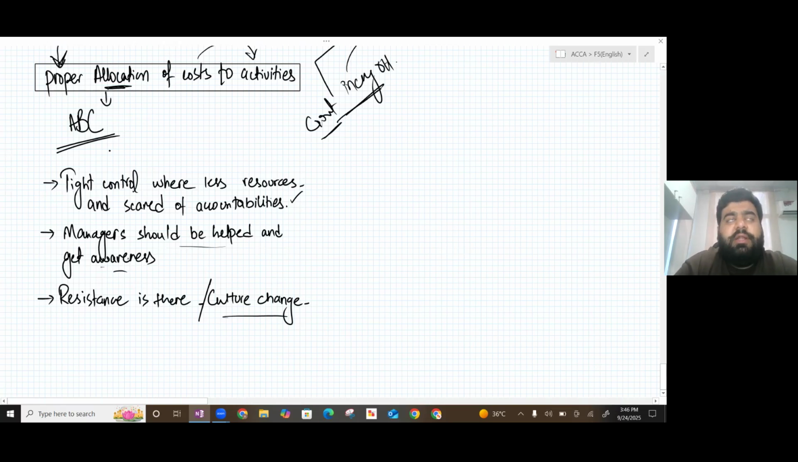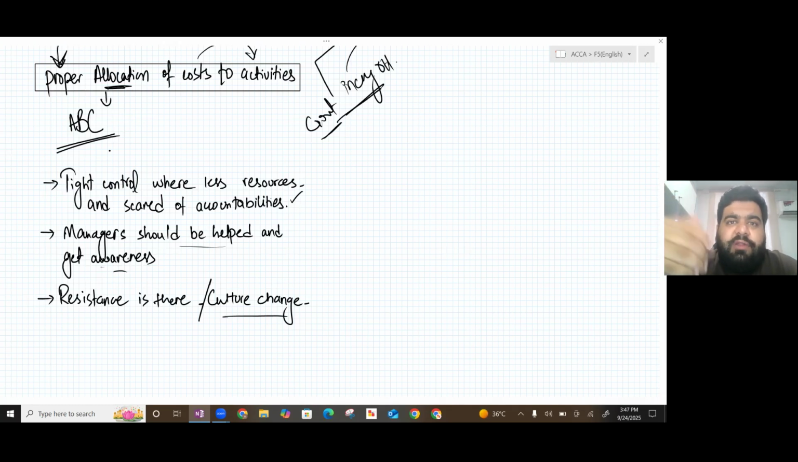After that, managers should be helped and get awareness. This is the recommendation: if any organization is going through absorption costing, that organization should focus on what? Managers' training. Managers should be helped and trained so that they get awareness of ABC and implement that in their organization. Because obviously, when something is changed, managers take time. If absorption costing is being implemented, I can't come one day and tell my manager, okay, from today implement ABC. No, they will say, we don't know how to implement.